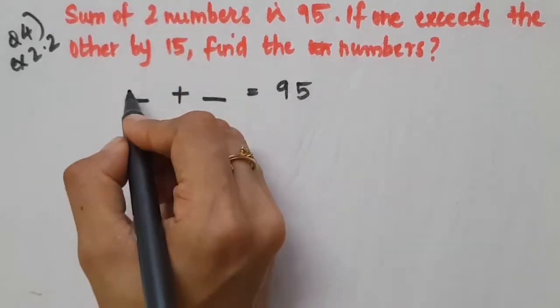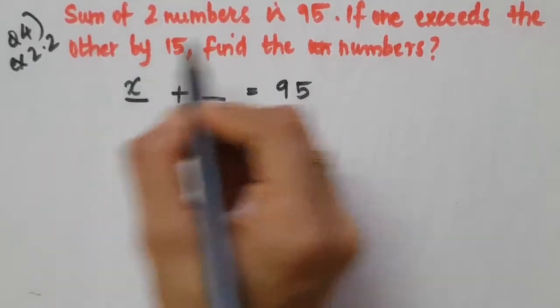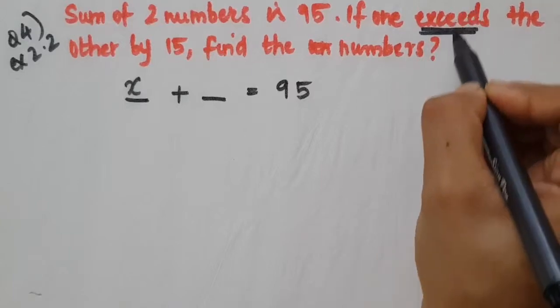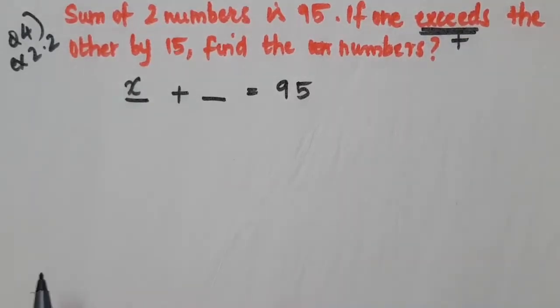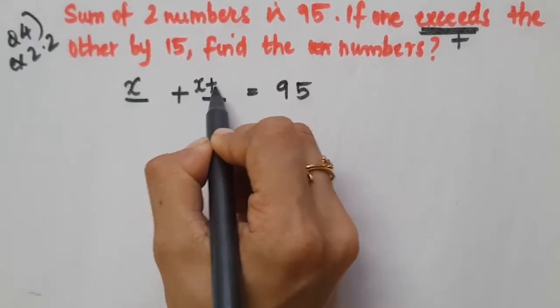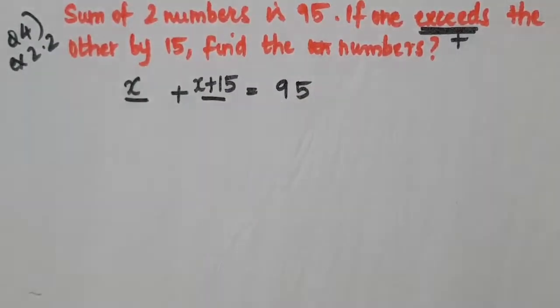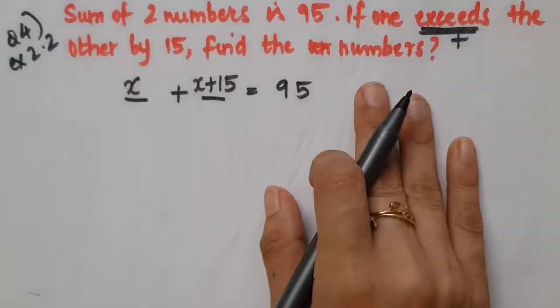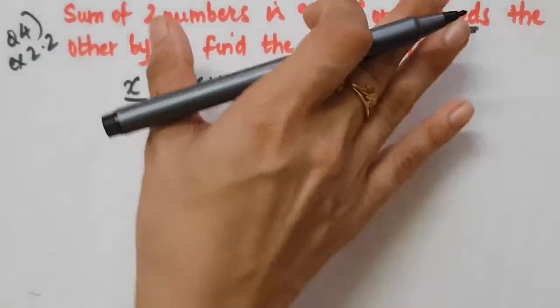So suppose one number is x, the other exceeds it. Exceeds means it's a plus. Okay, exceeds the other by 15. So it is x plus 15 is equal to 95. So our first step is over, that is, finding the equation from the question.